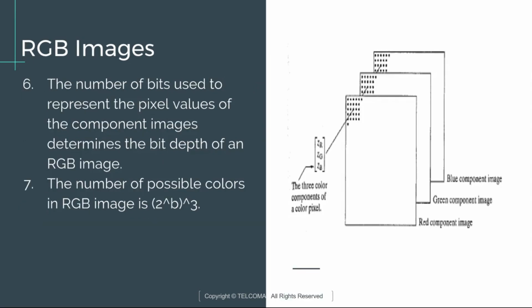The number of bits used to represent the pixel values of the component images determines the bit depth of an RGB image. The number of possible colors in an RGB image is (2 raised to power b) whole raised to power 3.